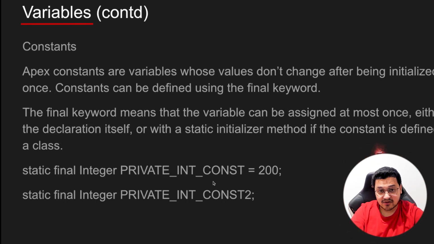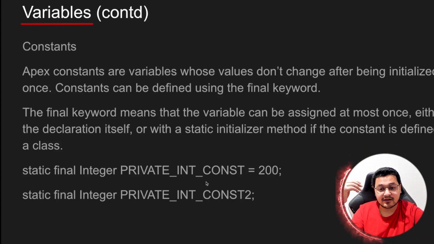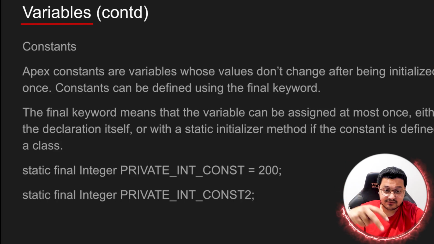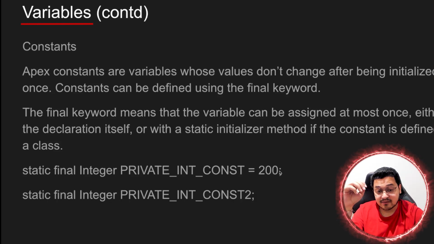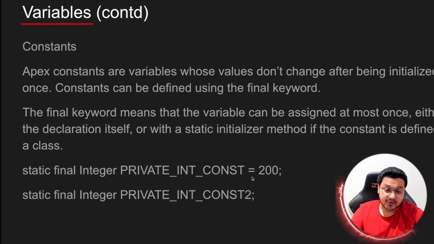Why is a constant required? Let's say you need to use 200 somewhere in your Apex code. Let's say you need to fetch 200 records from the database, and then you need to run a loop on those 200 records, and you only want 200 records to come, no more, no less. So then you would use an integer constant, something like what is written on the screen, and you would create your variable like this.